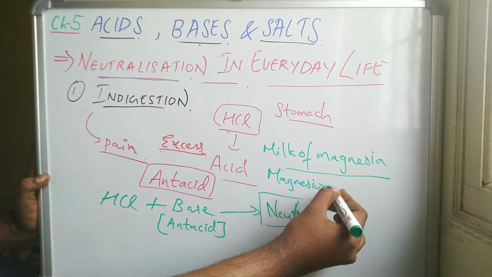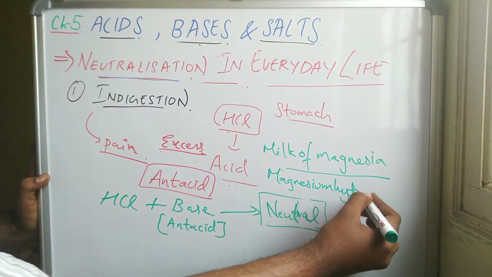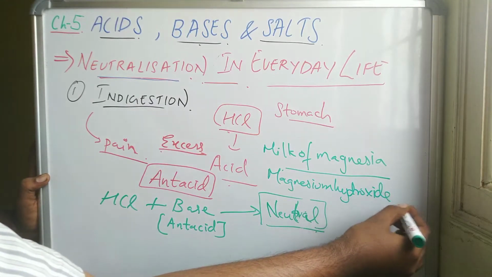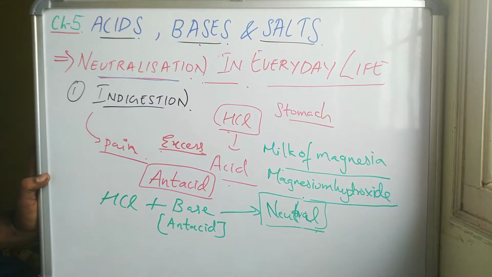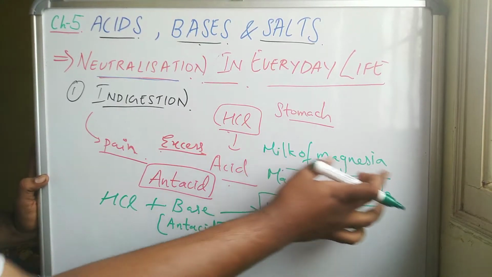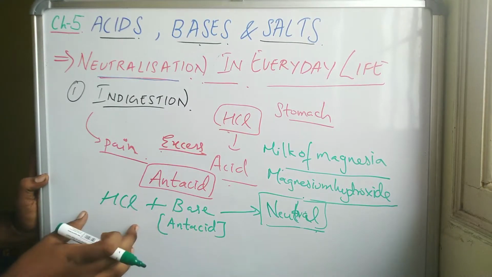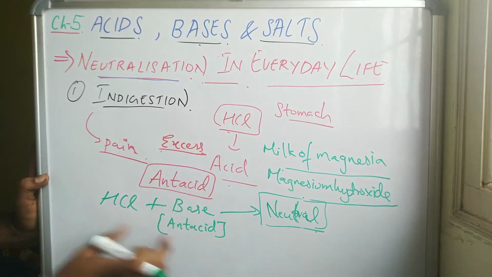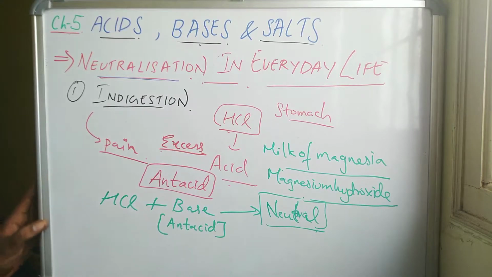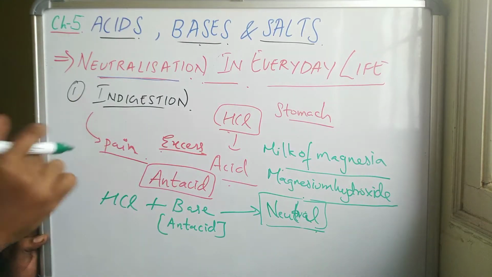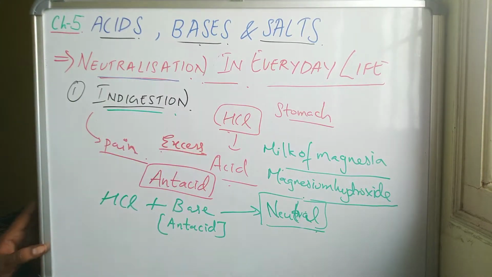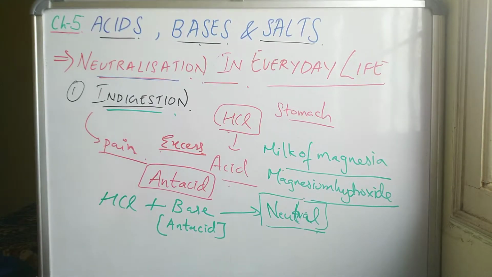Magnesium hydroxide, right? So it contains magnesium hydroxide. Milk of magnesia is an antacid. Antacid is what? Base. A base, when it reacts with the excess amount of acid, gets neutralized. That's it. So this is the main concept behind the first application, that is indigestion.